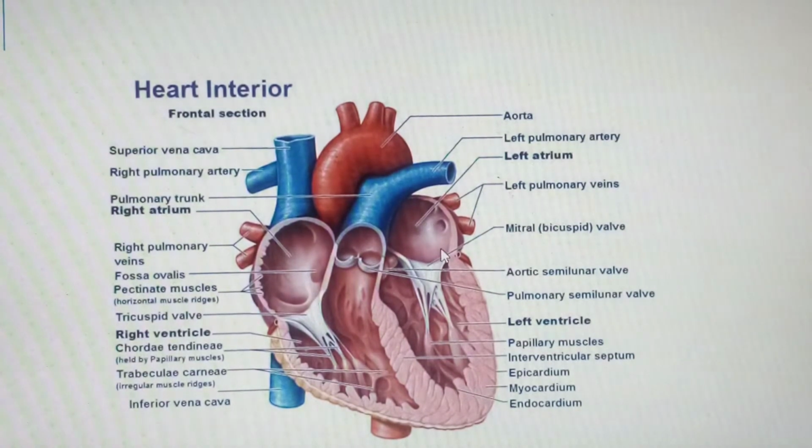Now, for the systemic circulation, we begin from the left ventricle. From the left ventricle, the blood is oxygen rich. It is pumped into the aorta via the aortic semilunar valve, and the aorta will distribute it to all parts of the body except the lungs. Now all these exceptions are with the lungs. All the exceptions are with the pulmonary.